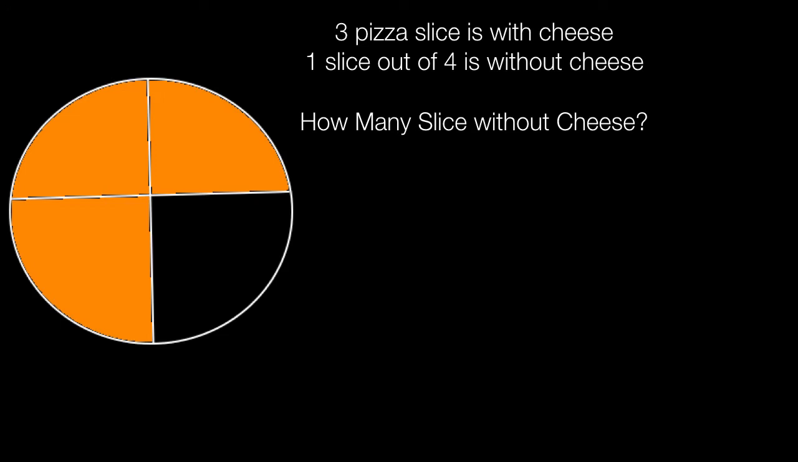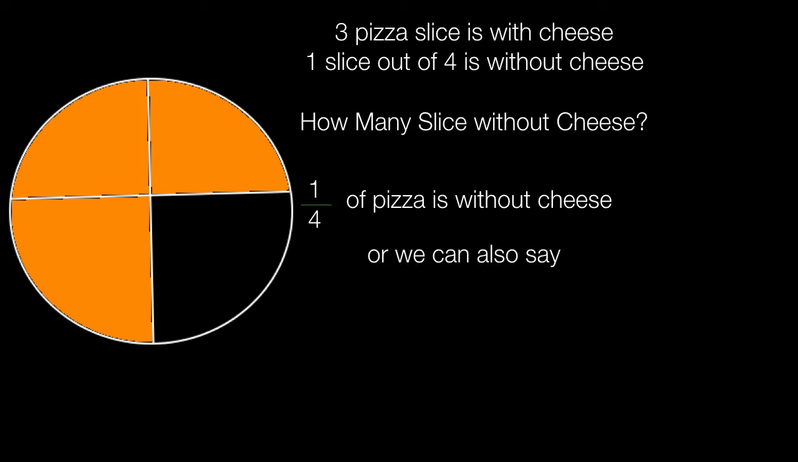Now let's look at another example. In this example, we have 4 slices of pizza. Now we want to identify how many slices of pizza are with cheese and how many without cheese. So for this example, everything in orange is with cheese and one slice in black is without cheese. So here the fraction of pizza slices without cheese is 1/4. Or we can also say 3/4 of the pizza is with the cheese.